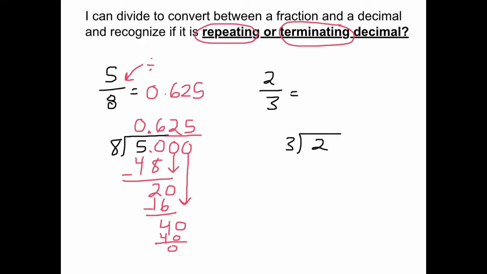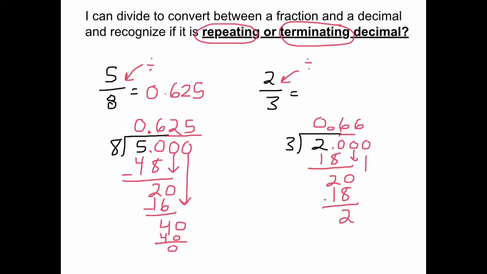Let's take a look at a repeating decimal and what happens when we divide. 2/3 is 2 divided by 3. So if I set it up as 2 divided by 3, 3 does not go into 2. So I have to add a decimal point and a 0. 3 goes into 20 6 times. 3 times 6 is 18. 20 minus 18 is 2. Add another 0, bring it down. Again, I have 20. 3 goes into 20 6 times again. 18. 20 minus 18 is 2.